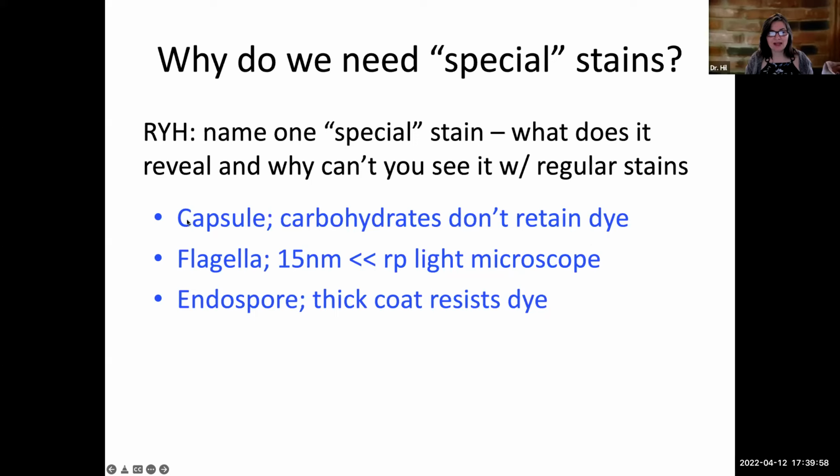Okay. So again, the capsule stain is also called a negative stain. Capsule staining is used because the capsule is made of sugar and sugar doesn't retain dye. The flagella stain is used because the flagella is really skinny and it's way too small to be seen with a light microscope, but you can use dye to artificially thicken it, just the same way mascara thickens your eyelashes. And then finally, the endospore stain stains those endospores. They're inside the cell to protect the DNA, and the spore coat around the endospore is really, really thick and it resists dye.